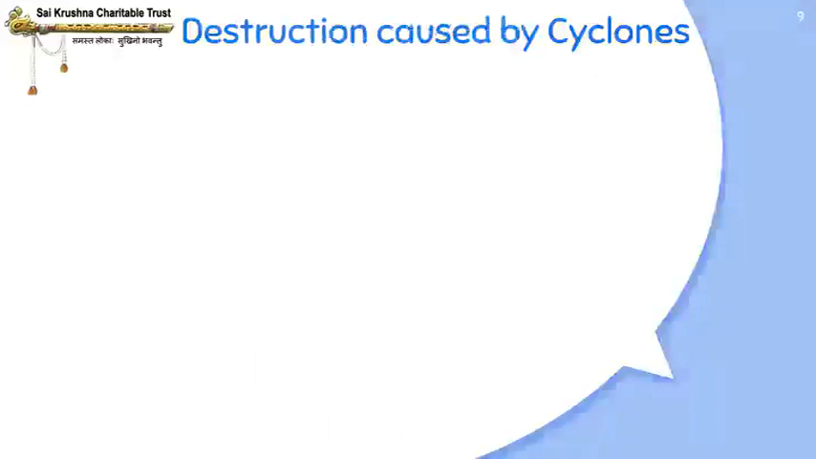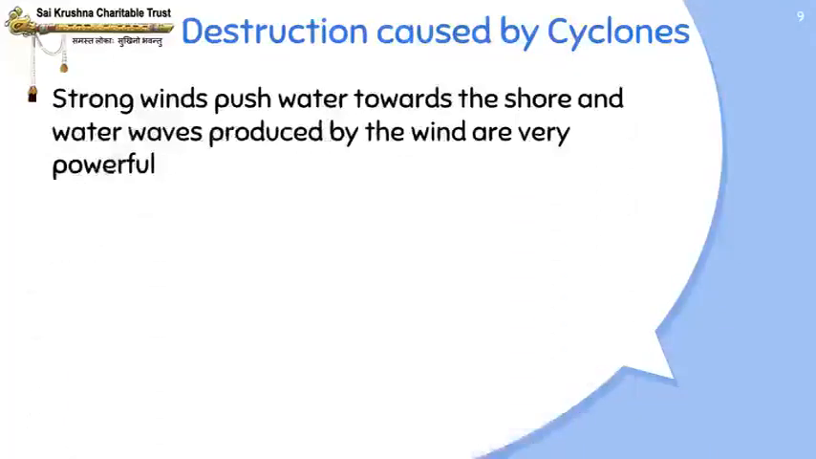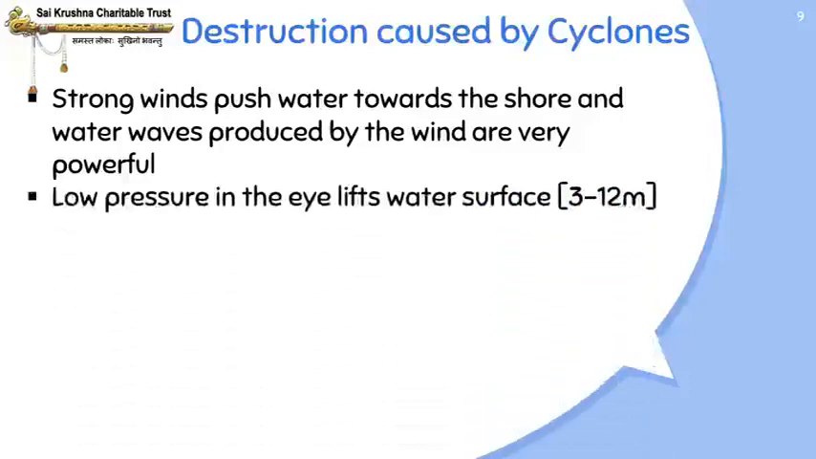Destruction caused by cyclone. Cyclones can be very destructive. Strong winds push water towards the shore, even from hundreds of kilometers away. And these are the first indication that a cyclone is approaching. The water waves produced by the winds are very powerful.